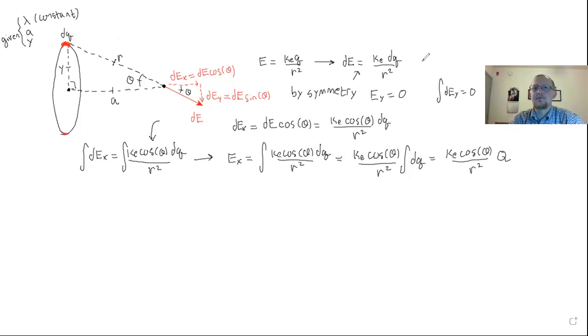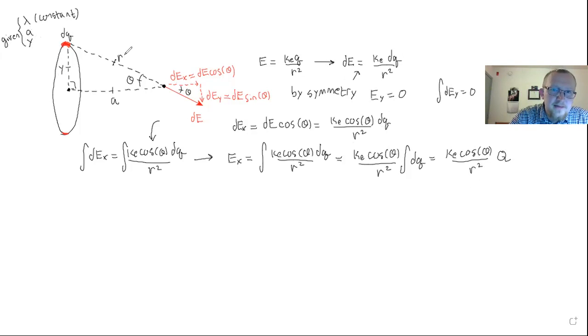All right, so there's probably a better way to write this, because right off the bat, we don't really know what theta or r is. We don't know what either of them is right now. We can figure out what they are. But since we were given a and y, right, a, y, and lambda are all given, let's go ahead and solve for this in terms of a and y.